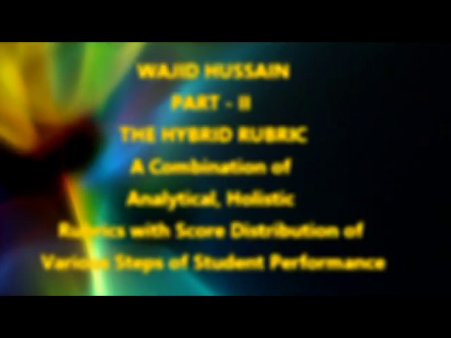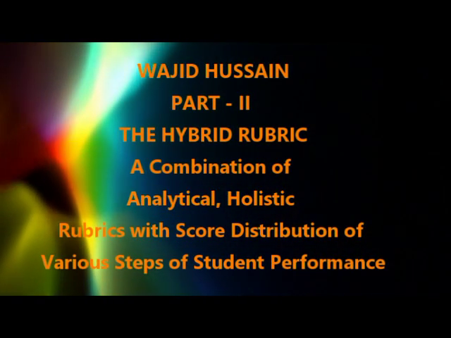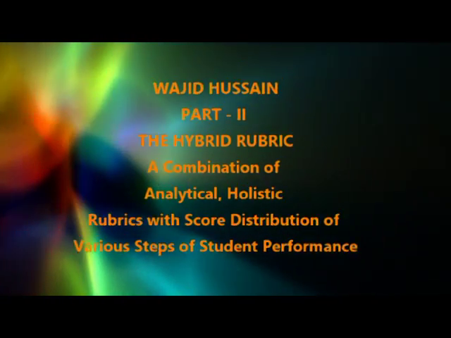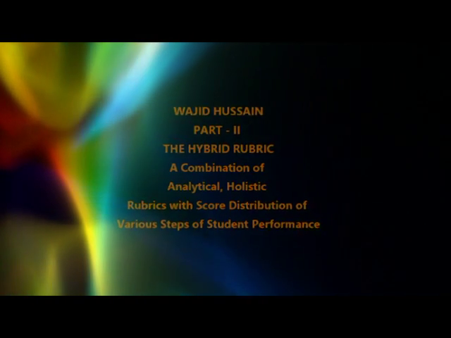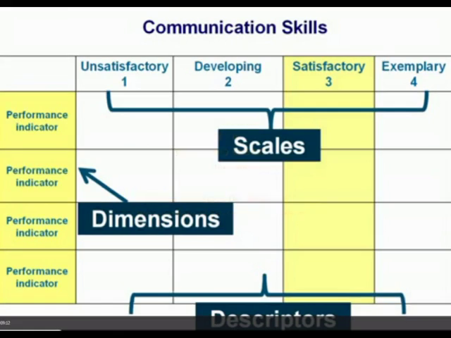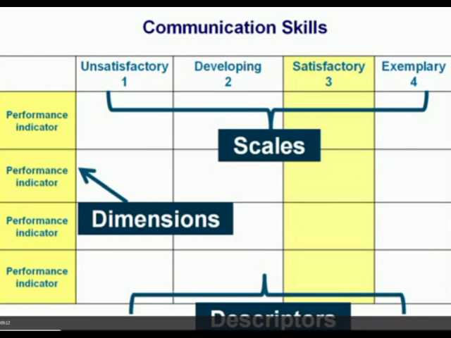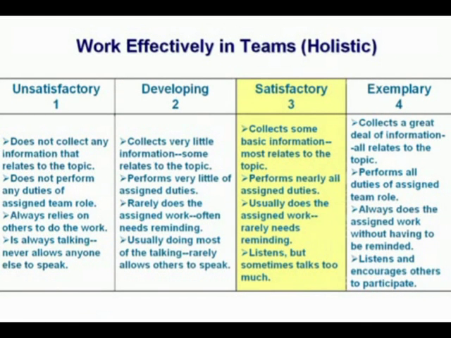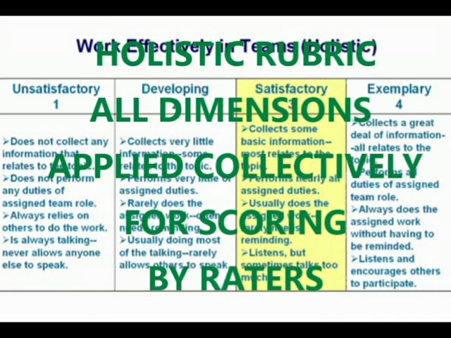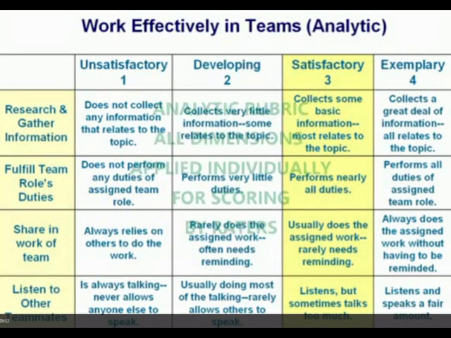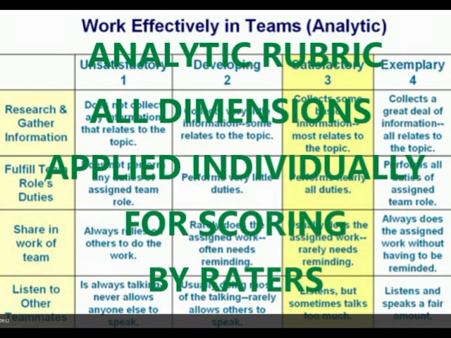The hybrid rubric, a combination of analytical and holistic rubrics with score distribution of various steps of student performance. Here is shown a structure of a rubric from ABET.org with the scales, dimensions, and descriptors of a typical communication skills rubric. An example of a holistic rubric for teamwork showing all dimensions applied collectively for scoring by raters. An analytical rubric for teamwork showing all dimensions applied individually for scoring by raters.